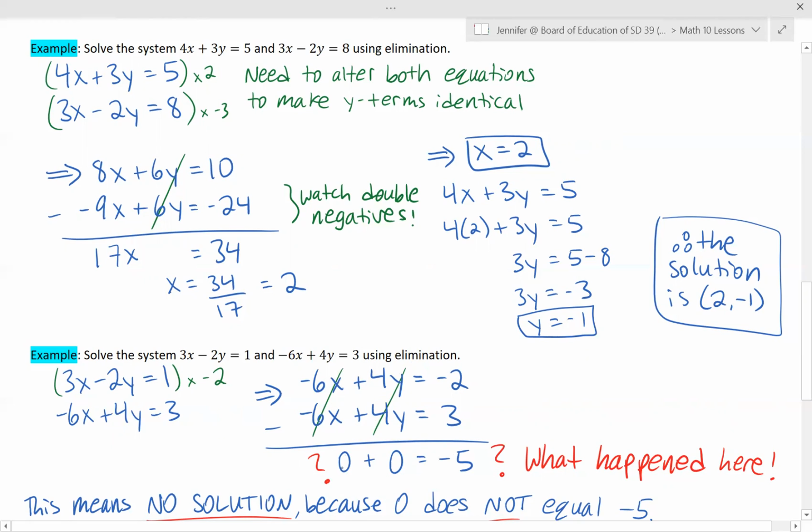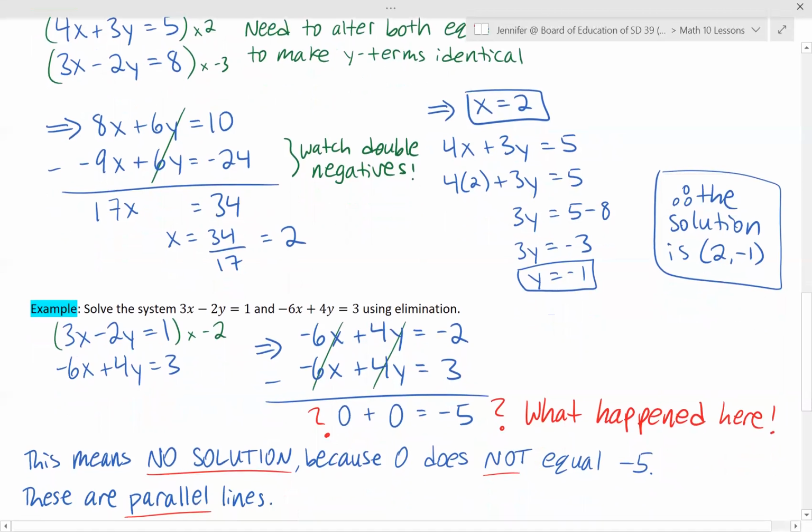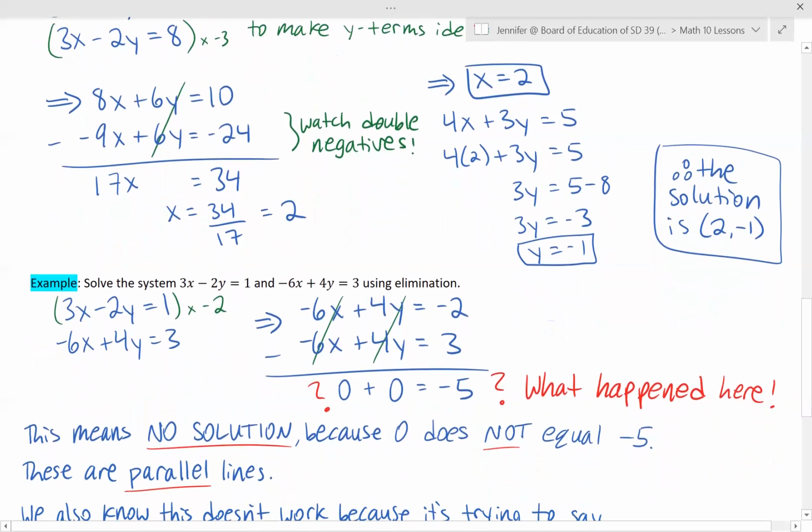So what we're left with is 0 plus 0 equals negative 5, which doesn't really make any sense, and we don't have any variables. So if you get to this situation, definitely check that you've done it correctly, but this is a valid situation. This means there's no solution to the problem. There's no solution because 0 does not equal negative 5. There's no situation where 0 equals negative 5, so there's no solution here. In other words, these are parallel lines.